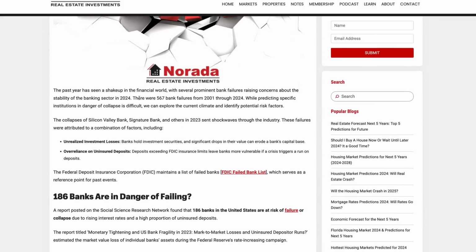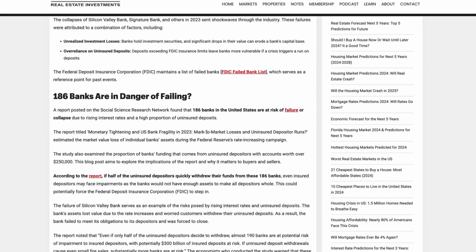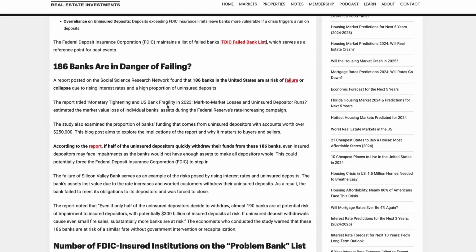So there were 567 bank failures from 2001 to 2024. While predicting specific institutions in danger of collapse is difficult, we can explore the current climate and identify potential risk factors. So this is just a list. I just wanted to go over this briefly.